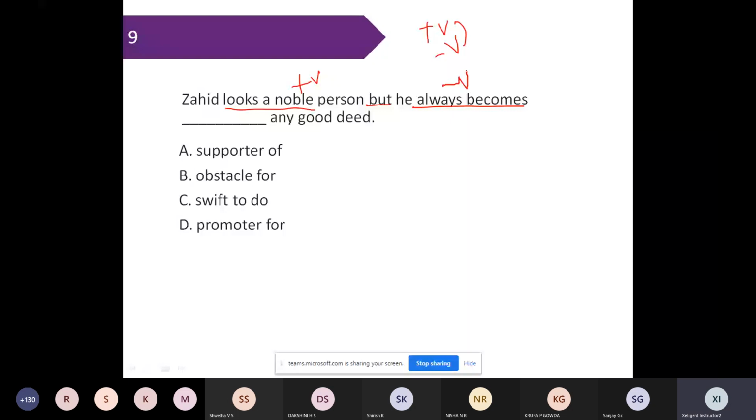Okay, so Zahid looks a noble person, but he always becomes dash any good deed. So you have to fill the second blank with a negative word so that it becomes a negative idea. I hope you're all understanding, because this is a contrasting type of sentence completion. It has to connect a positive idea with a negative idea, or else a negative idea with a positive idea. So you choose a negative word or guess a negative word.